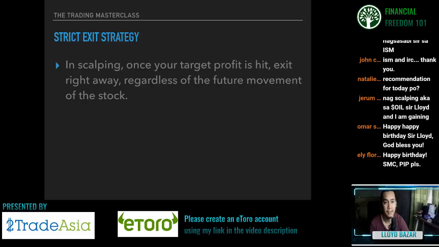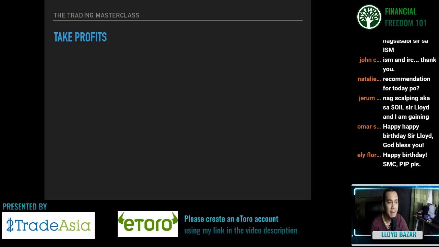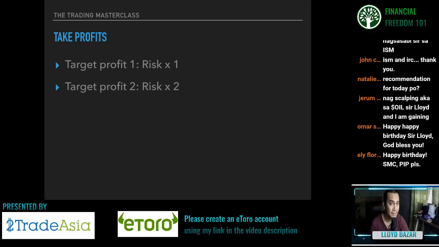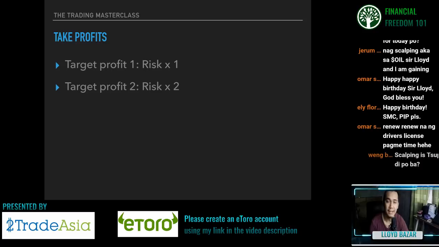So, taking profits, yeah, unahin ko po yung mga dapat i-note natin on the scalping. Take profits naman, target profit natin is risk times 1. So, if you're risking negative 5%, so you have to take profits at positive 5% pag nag-gain ka na ng 5%. And then target profit 2 is pag naka 10% ka na, right? Risk times 2. If you're risking 5%, then risk times 2 at 10%, exit ka na.